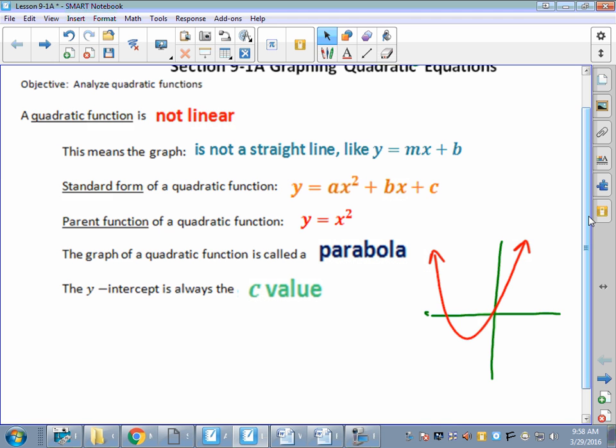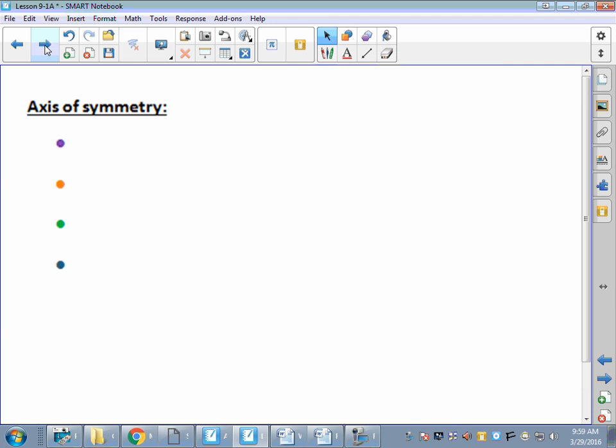And we've also got some information from our standard form of our graph. The y-intercept is always the c value. So c value is the y-intercept. It's the point where our graph touches the y-axis. So we're going to talk about a few things. You can see on your note sheet, we're going to talk about the axis of symmetry and the vertex, maxes and mins. There's a lot of stuff in here.